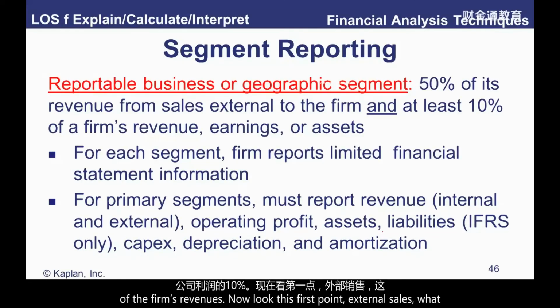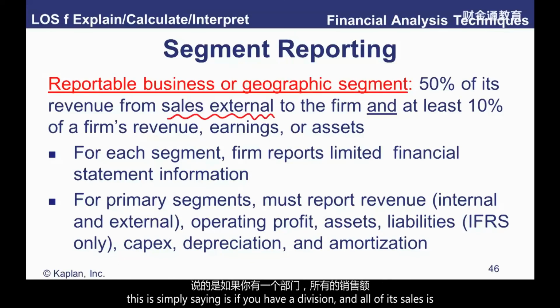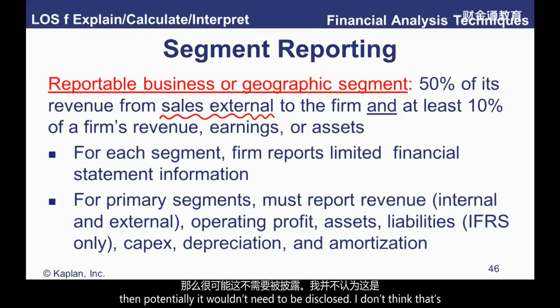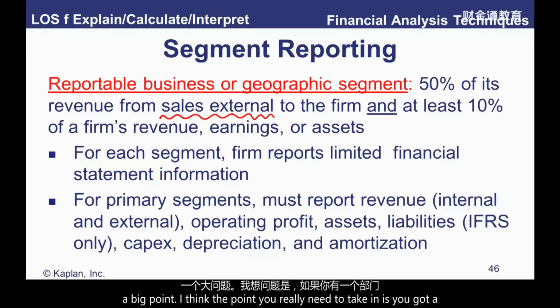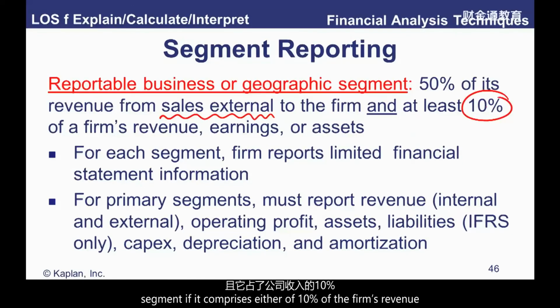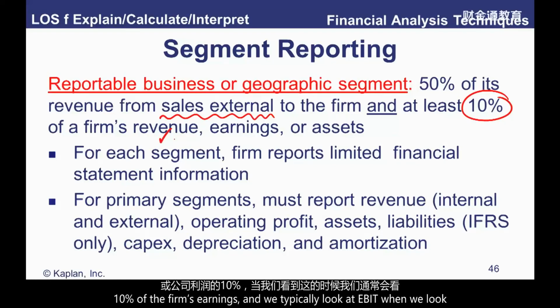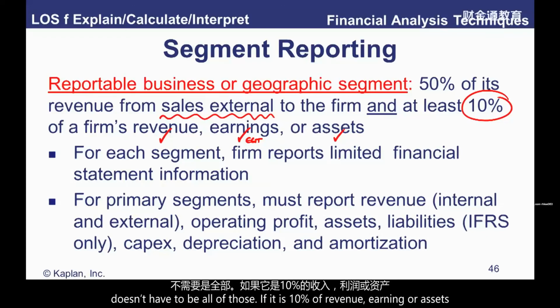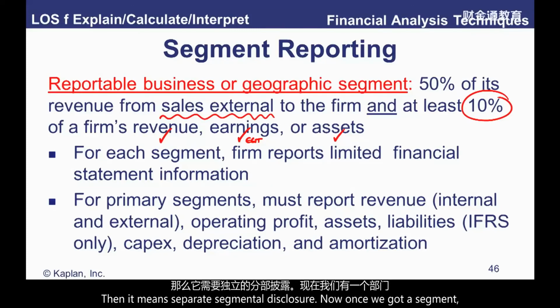Now, look, this first point, external sales, all this is simply saying is, if you had a division and all of its sales were internal, i.e. into other group companies, then potentially it wouldn't need to be disclosed. I don't think that's a big point. I think the point that you really need to take in is you've got a reportable segment if it comprises either 10% of the firm's revenue, 10% of the firm's earnings, and we typically look at EBIT when we're looking at that, or 10% of the firm's assets. Okay, and it's any of those. Doesn't have to be all of those. If it's 10% of revenue, earnings, or assets, then it needs separate segmental disclosure.